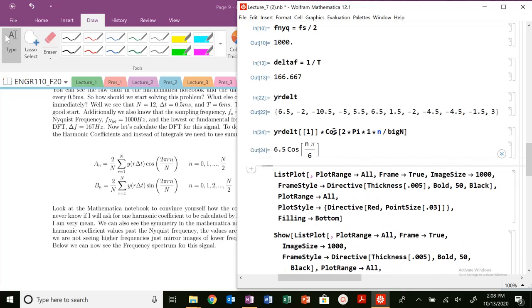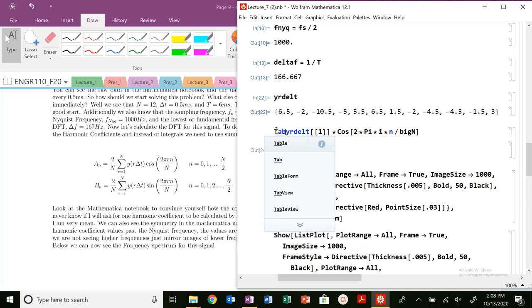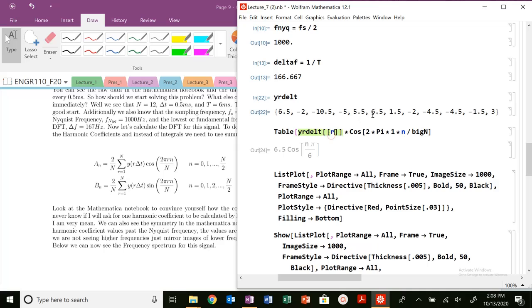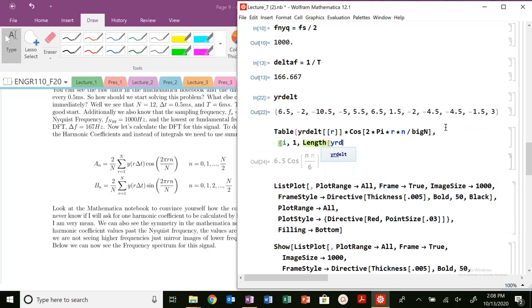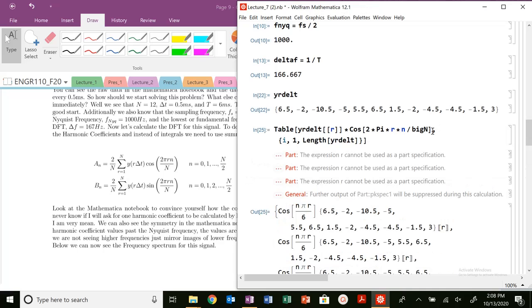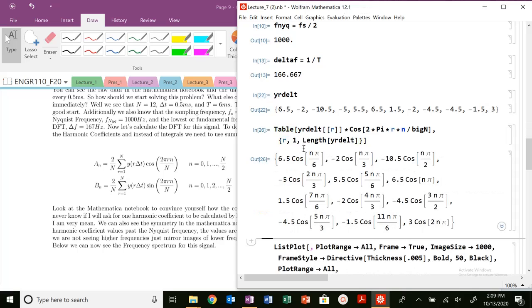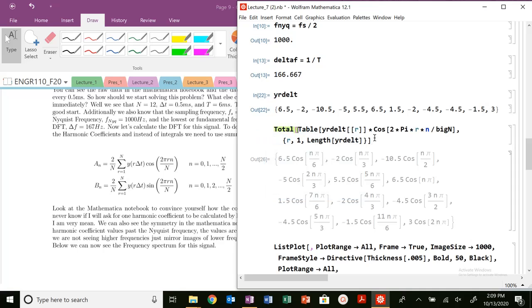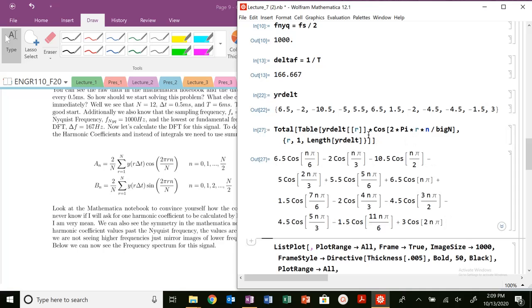So if I do that, that gives me one value. But I need to do this now. I need to add the second R value, and I'll have to iterate this. So what I'm going to do is make a table of R, and I'm going to iterate from i goes from 1 to length of YR delta. Oops, I get too used to writing i. So that's it. And again, this is a summation, so I need to do total. There it is.